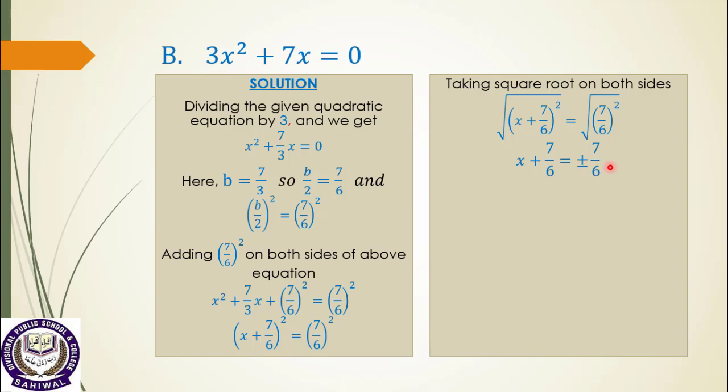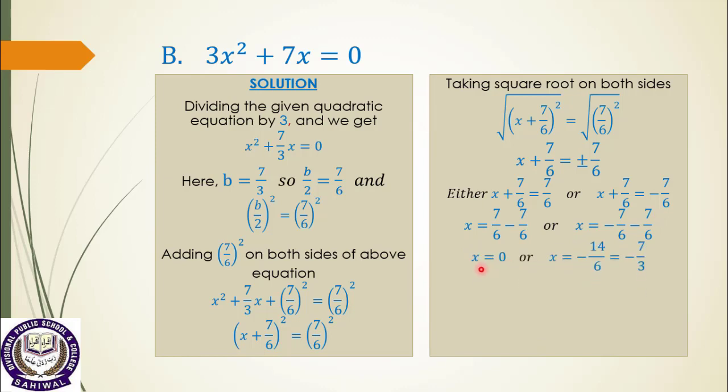This plus minus tells us that x plus 7 over 6 has two values. Either it is a positive 7 by 6 or a negative 7 by 6. Now solving it for the value of x, we get two solutions. Either x is equal to 0 or x is equal to minus 7 by 3. Writing it in the solution set, we get 0 and minus 7 over 3 enclosed in the braces.